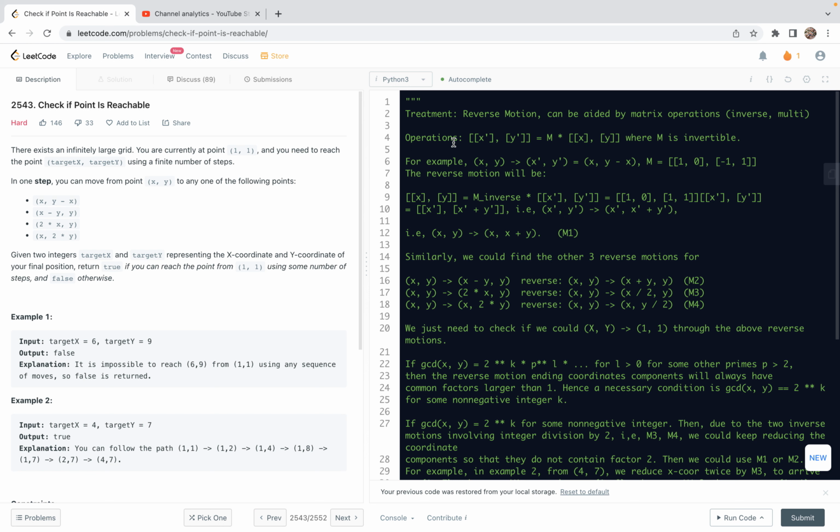Let's have a look at problem 2543, Check if Point is Reachable. In this video, we're going to explain a solution based on considering the reverse motion. This can be aided by matrix operations like matrix inverse and matrix multiplication.